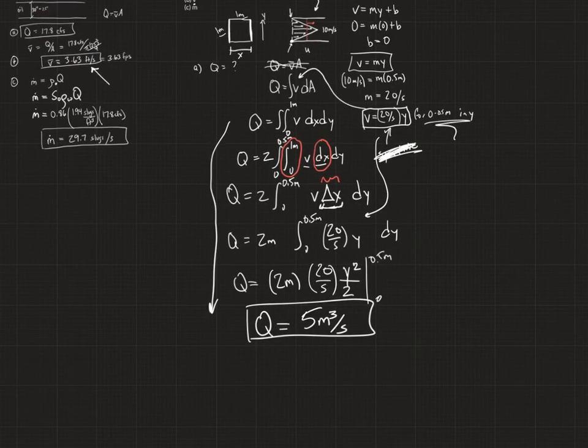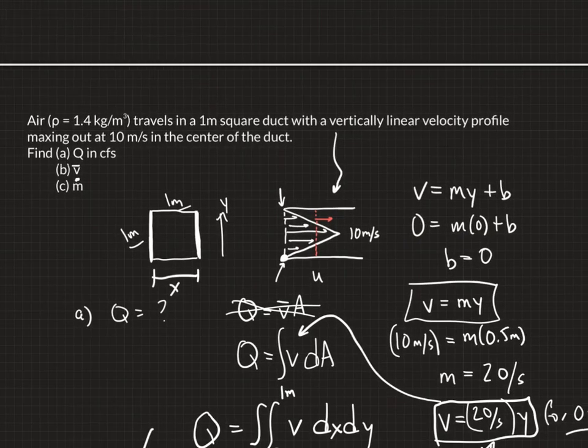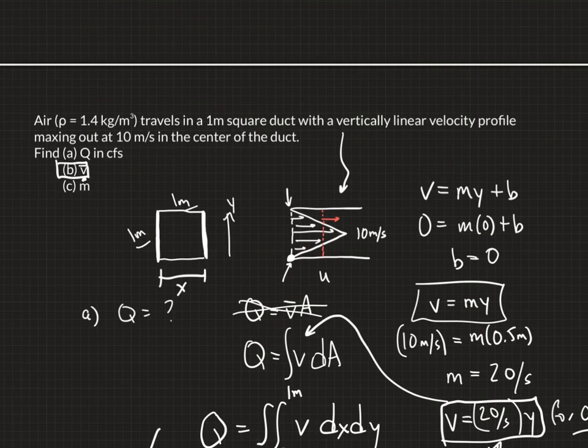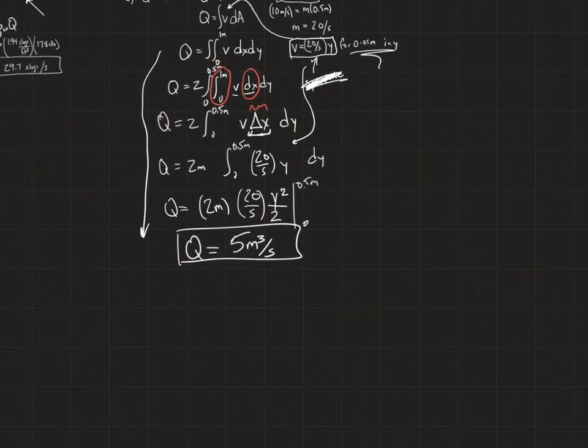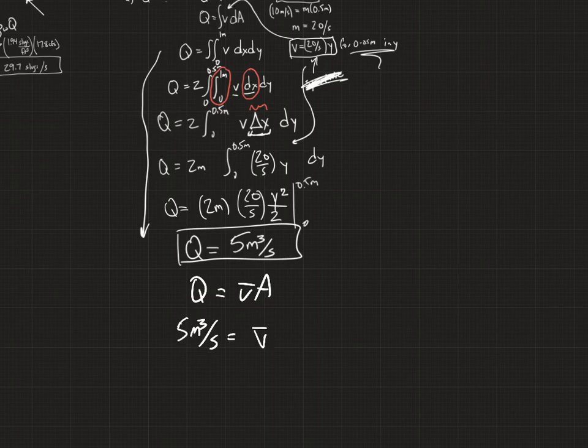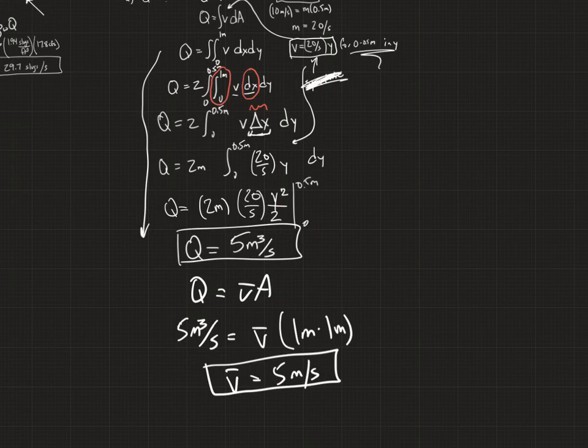Okay, so that's the first part. The second part is we want the average velocity, V bar. If we'd had that from the beginning, this would have been a much easier problem, but we did not. I noted I already knew the answer, but that's beside the point. So Q equals average velocity times the area. So 5 cubic meters per second equals the V bar, what we're looking for, times the area, which is a 1 meter by 1 meter square. So V bar, if you do the algebra here, is 5 meters per second, noting the units all work out.